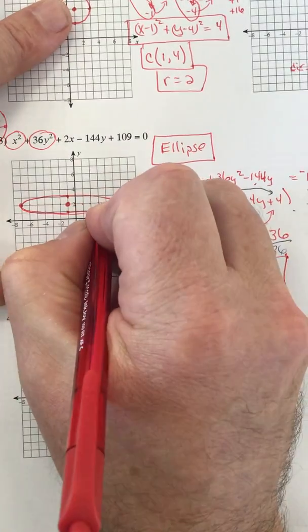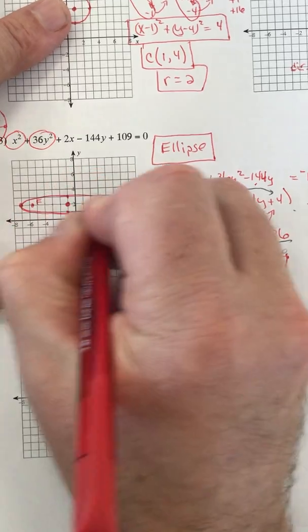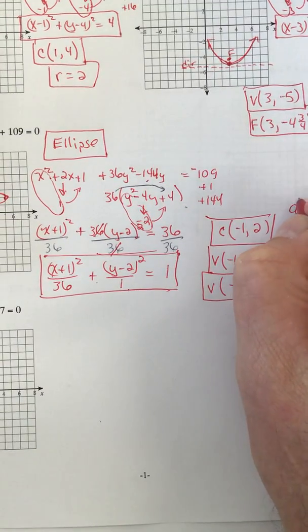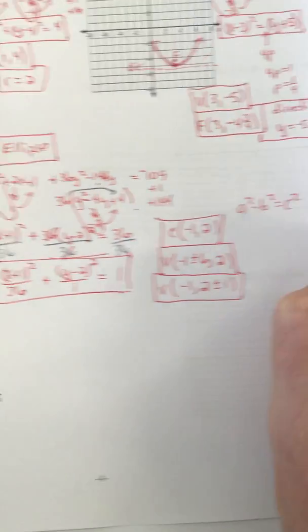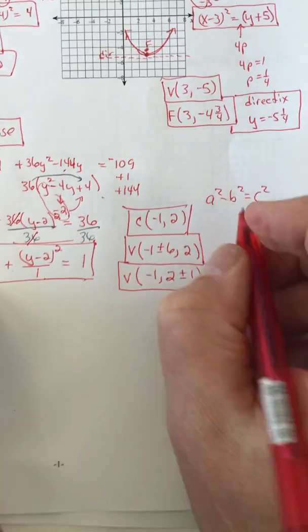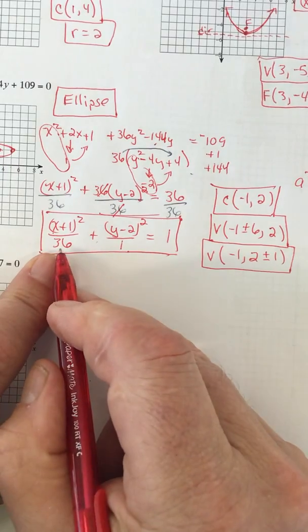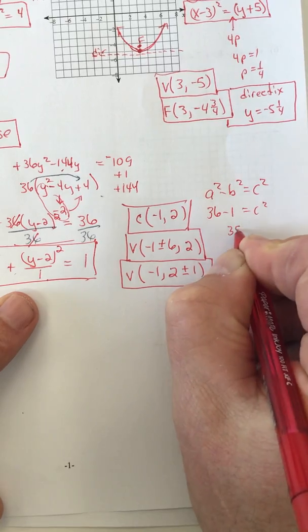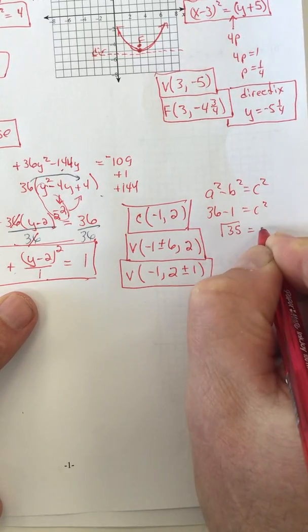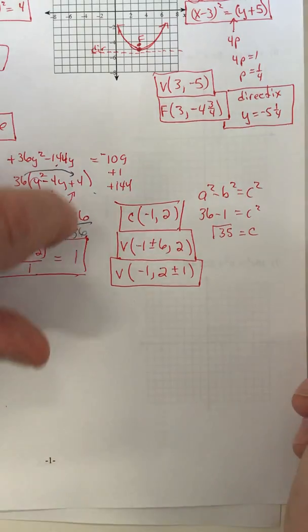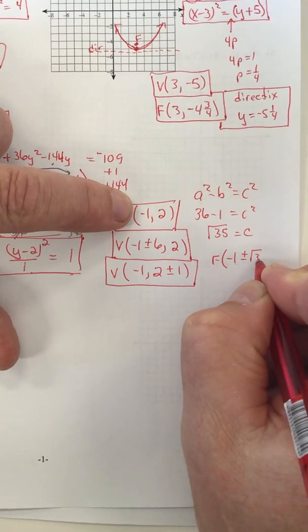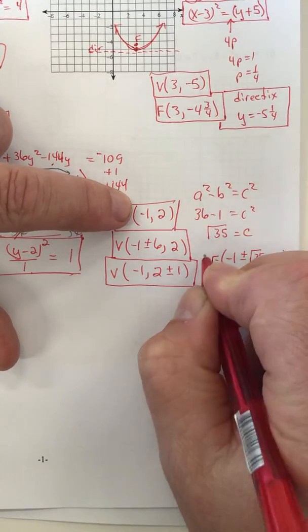Now we need the focus points. The foci are going to be on the inside of that. So it's going to be going left and right from the x, from the -1. So for the foci on these, it's a squared minus b squared equals c squared, and c is the distance to the focus. So here's our a squared is 36, b squared is 1. So we have 36 minus 1, so 35. So the square root of 35 is c. So the focus points are at -1, plus and minus square root of 35, so left and right, up 2.